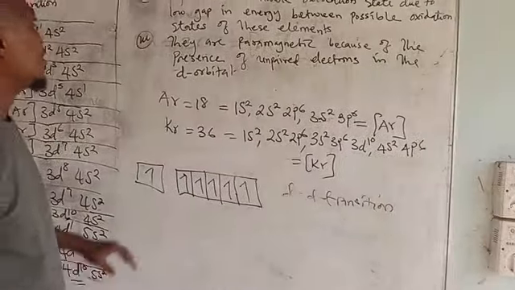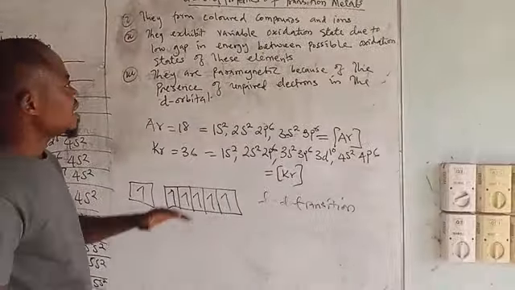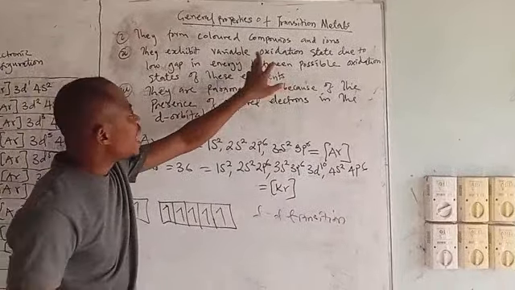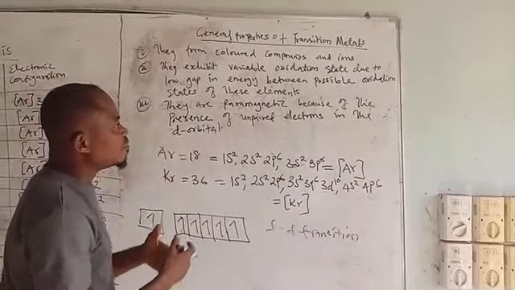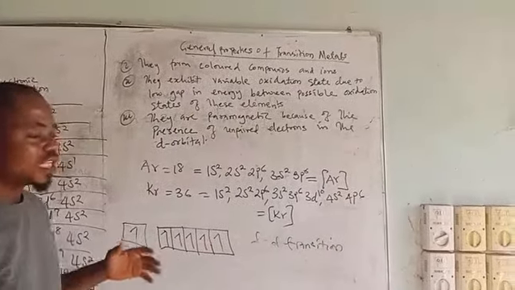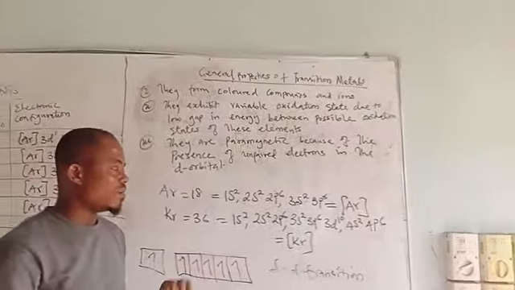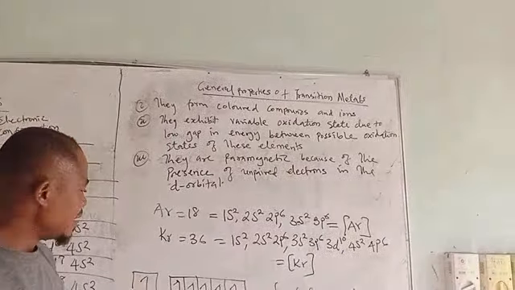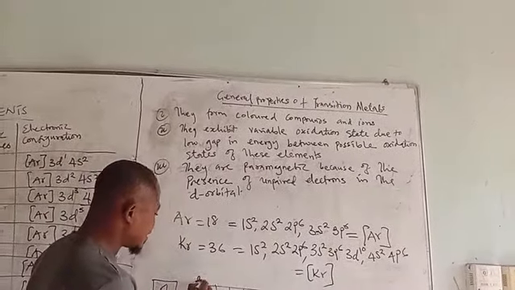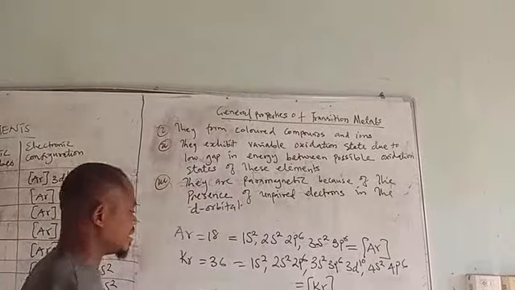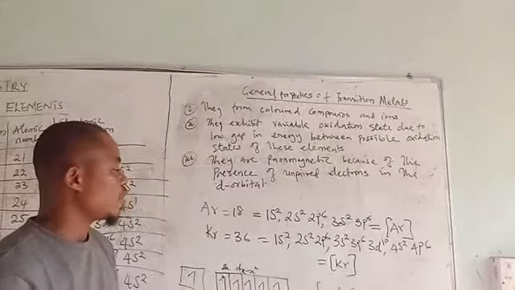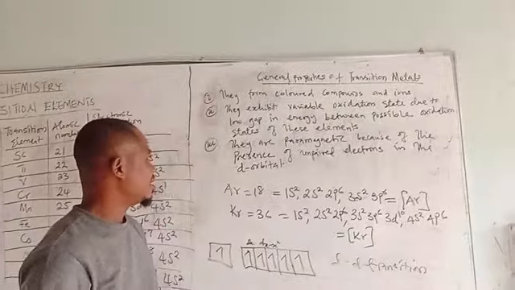Second, they exhibit variable oxidation states due to the low gap in energy level between possible oxidation states of these elements. The energy gap here between dx, dz, dxy, and all that is very, very small, so it can change.